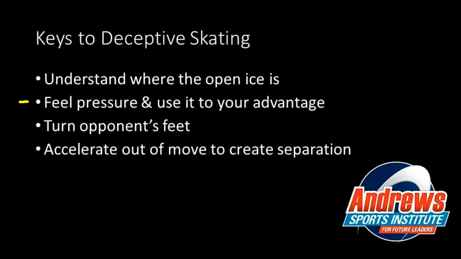Second key point here is feeling pressure and using it to your advantage. If you have pressure on you, that means there's open ice behind that pressure somewhere. Good players are able to actually use pressure to their advantage. They get players right on their back, right on their hips, and then they quickly spin off or move the opposite way. If that forechecker or opponent pressuring is really close to you, you can get him taken out of the play. You can lose that player through a quick move, as long as you accelerate out of that move.